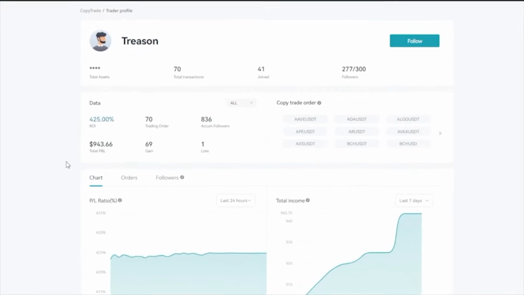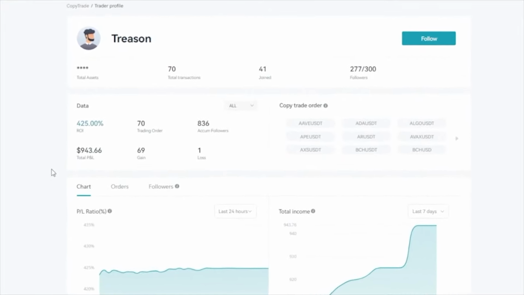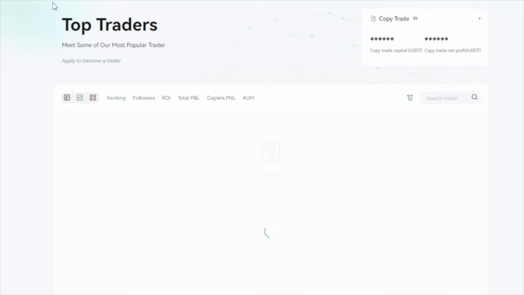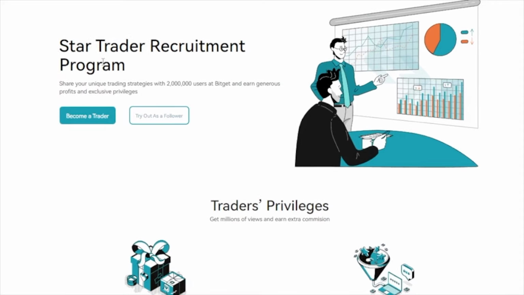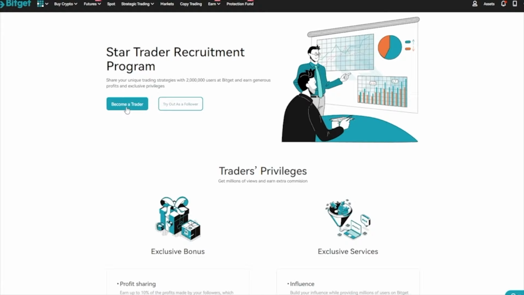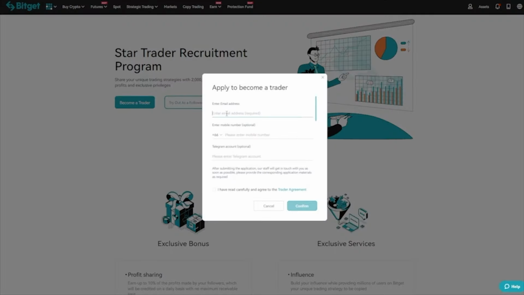If you are a professional trader, you can consider registering as a copy trader and get commission profits from your copiers. This is a great way to earn passive income from your trades on top of the profit you're already making. It's a simple application process. All you have to do is head to the Bitget website, use my link down below, click the copy trade page, click apply to become a trader, and then just type in your email address.